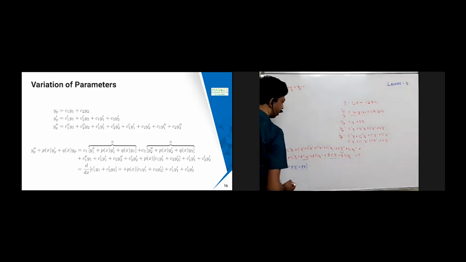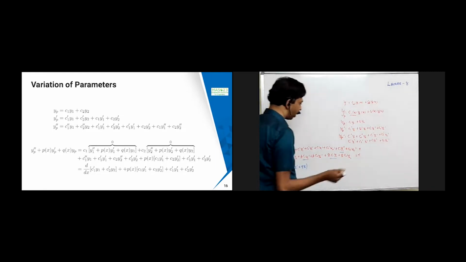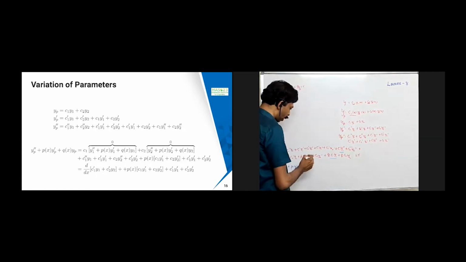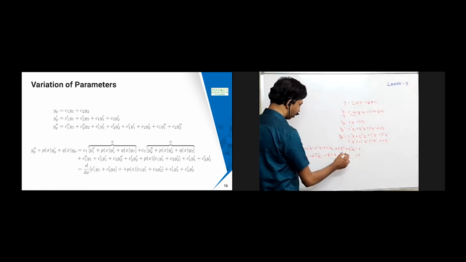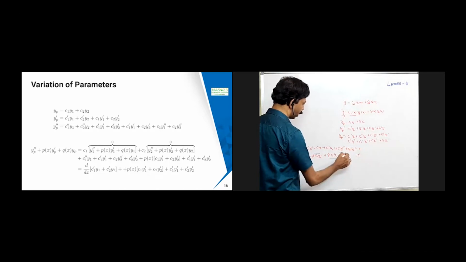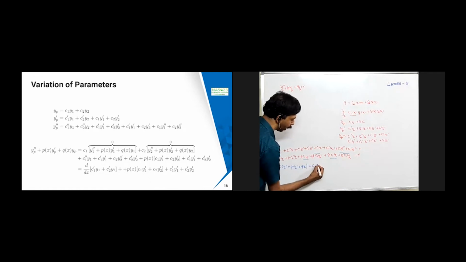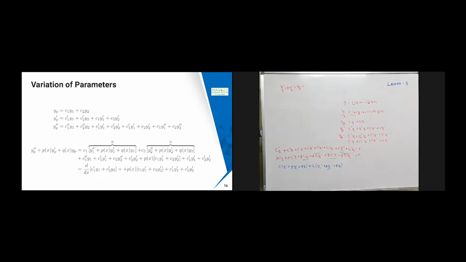Then next I'm going to take these terms: c2 y2', and then p c2 y2', c2 y2'', p c2 y2', and q c2 y2. These three terms I'm going to take. Here c2 is common, so I'm going to take c2 out. So this is going to become y2'' plus p into y2' plus q into y2. So these are the three terms I have taken.